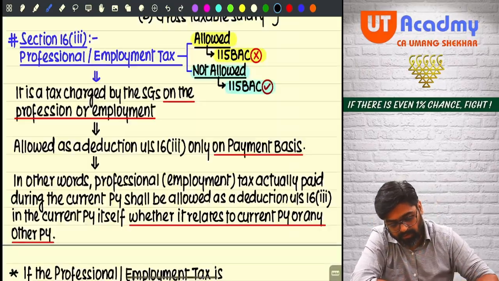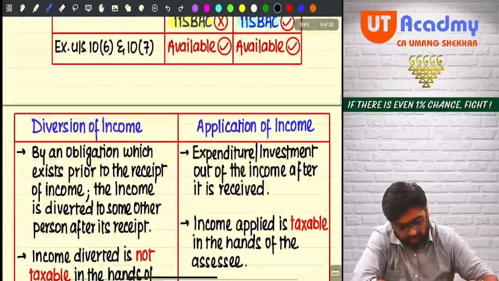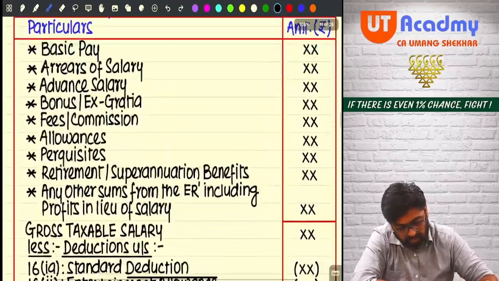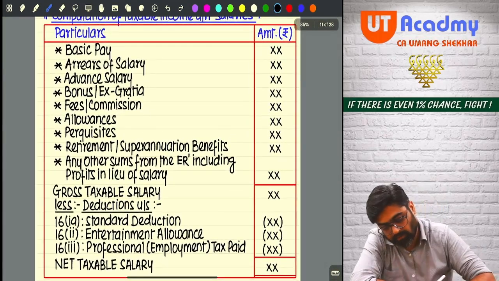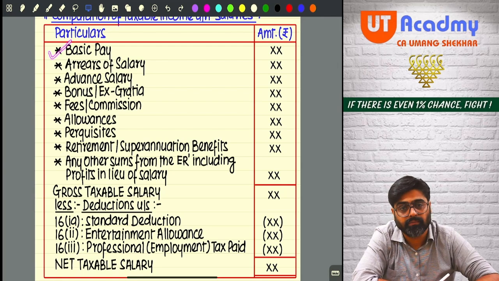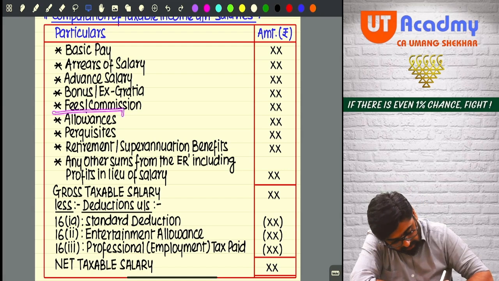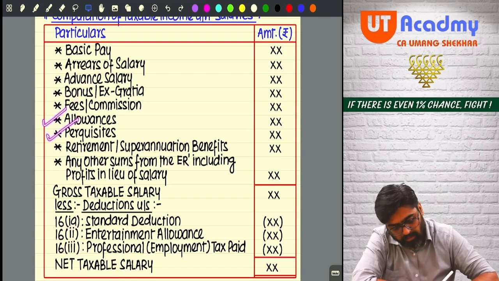Now, while calculating my gross taxable salary, I made one small chart, if you remember. Do you remember this chart I made? Small statement. What is there? Come on, tell me. Basic we have already done. Arrears we have already done. Advance salary we have already done. Bonus, ex gratia is done. Fees, commission is also done. Just now we completed this part. Allowances, this is also done. And I told you, this is important, this is important, and this is important.